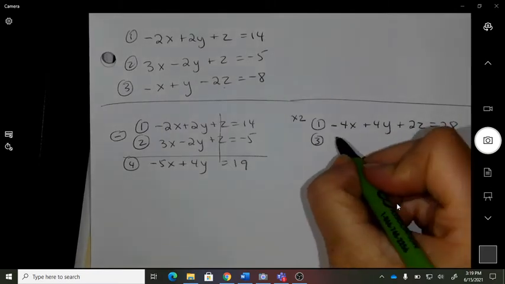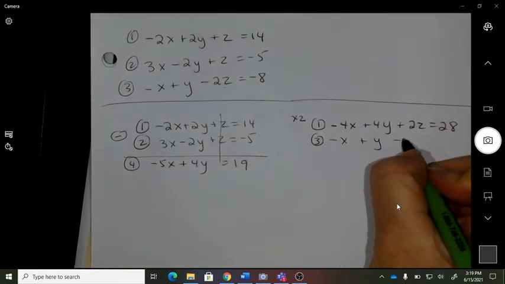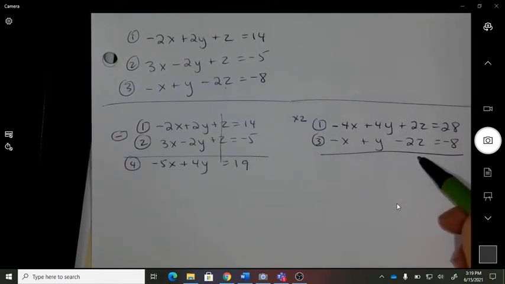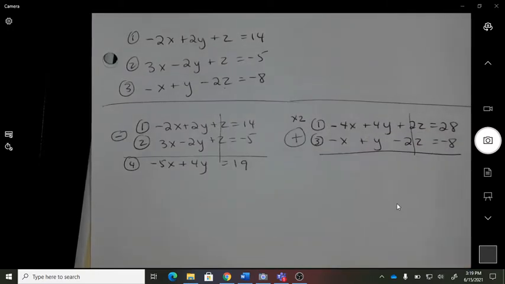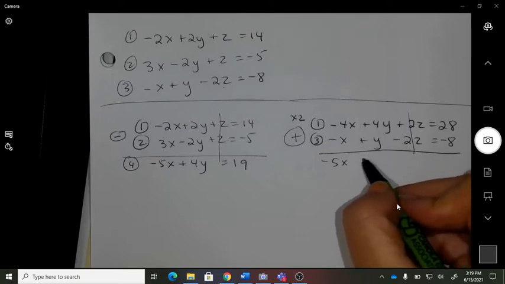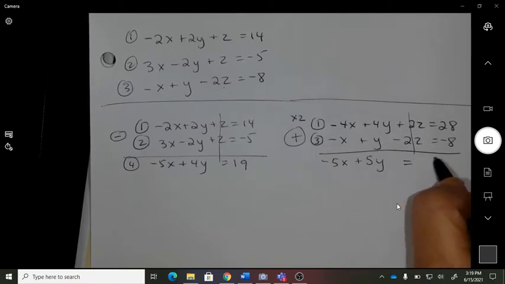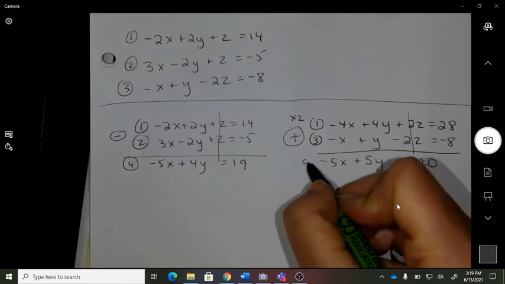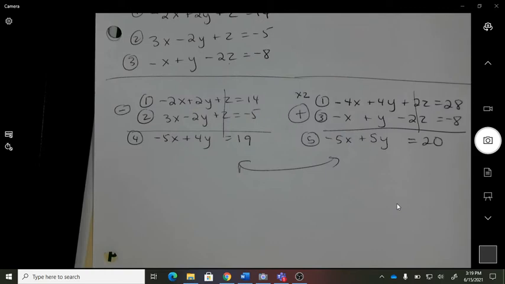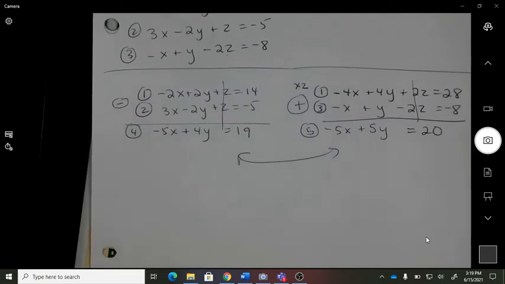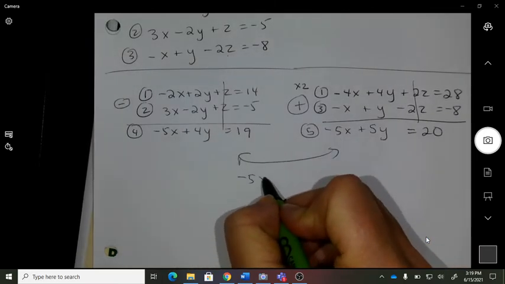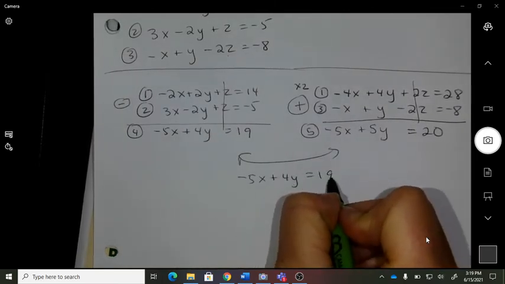And then equation 3. Okay, so to get rid of these Z's, I will be adding. So negative 5x plus 5y equals 20. So that's equation 5. Okay, so now I have to put 4 and 5 together somehow to get rid of either the x or the y. Looks like the x's are ready to go, so that works out nicely.